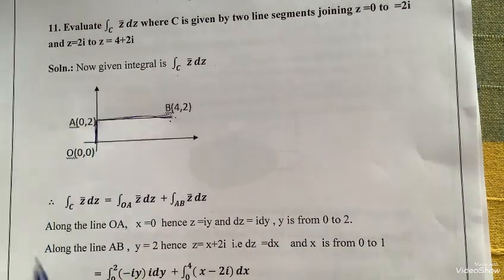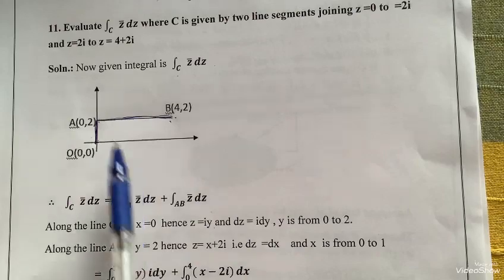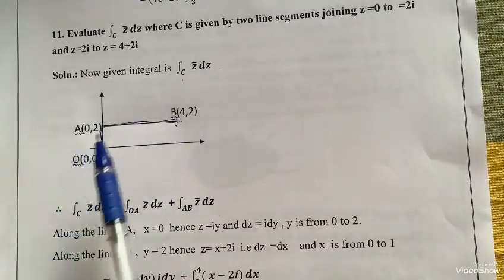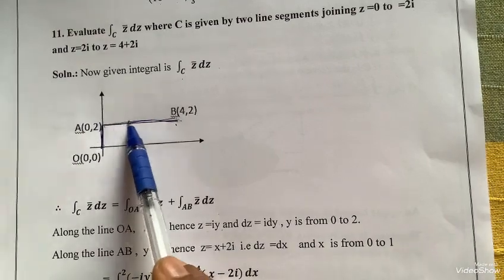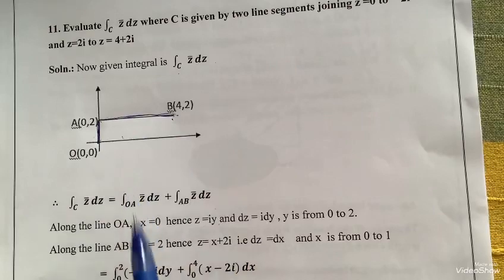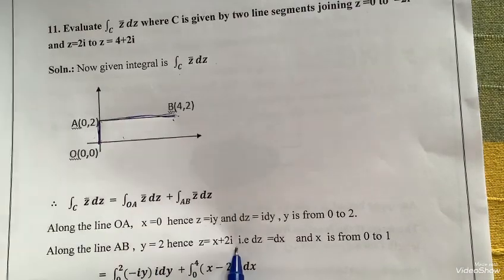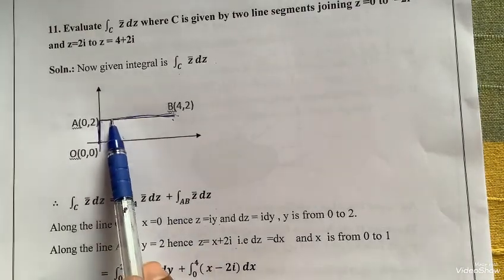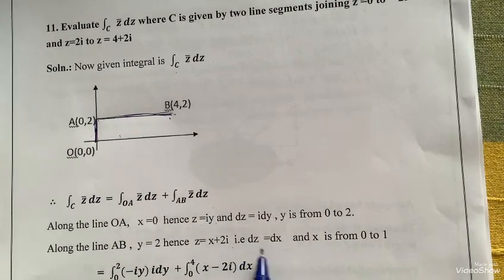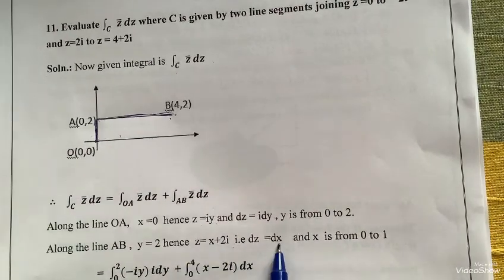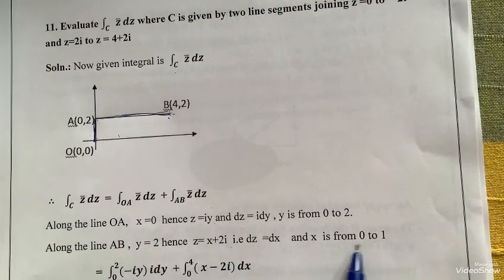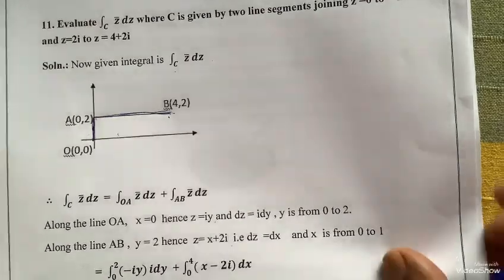Therefore, along the line AB, y is fixed. y is 2 for all these points, and therefore you are getting z as x plus 2i. x will be different, x differs here, here and so on. So x plus 2i, and dz is just dx, because the differentiation of 2i is 0, and x varies from 0 to 4 here.